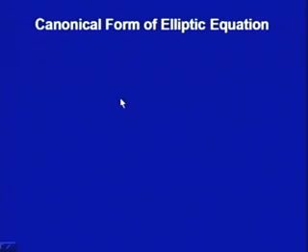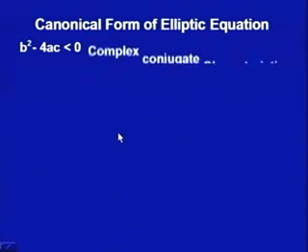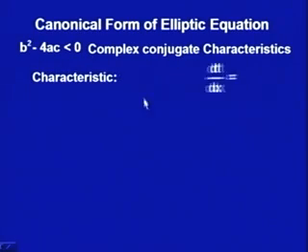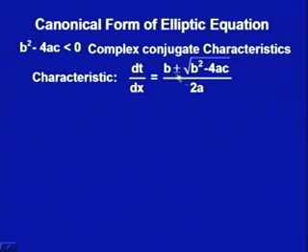Now, come to the canonical form of the elliptic equation. That means b square minus 4ac should be negative. In this case, what will we get? Complex conjugate characteristics, that is, characteristics would be given as b plus minus square root of b square minus 4ac upon 2a. Since b square minus 4ac is negative, whatever is under the square root, we could write it as b plus minus iota times some real number, where iota means square root of minus 1, i.